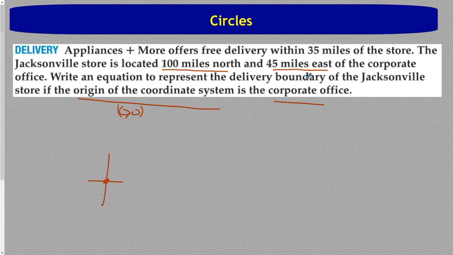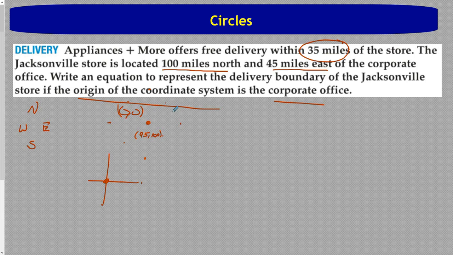If we converted that into a graph, right, remember it's north, south, east, west. So east would be to the right, 45 miles. 100 miles north would be up here, so let's say it's right there is our center. That's going to be 45, 100 would be the coordinates of that, right? And then we'll go within 35 miles of the store. So we go 35 miles to the right, 35 to the left, 35 north, 35 south, 35 in any direction.